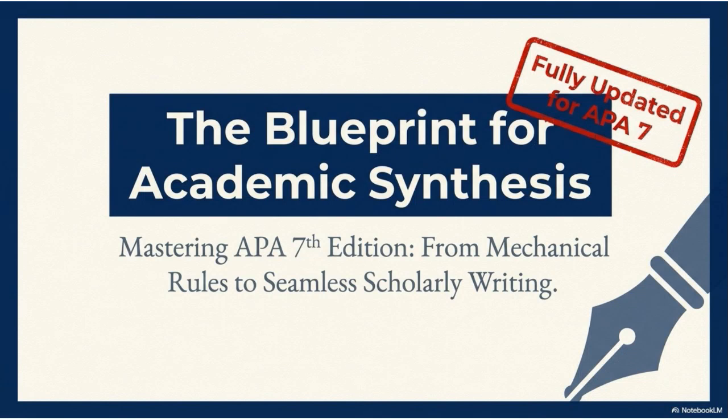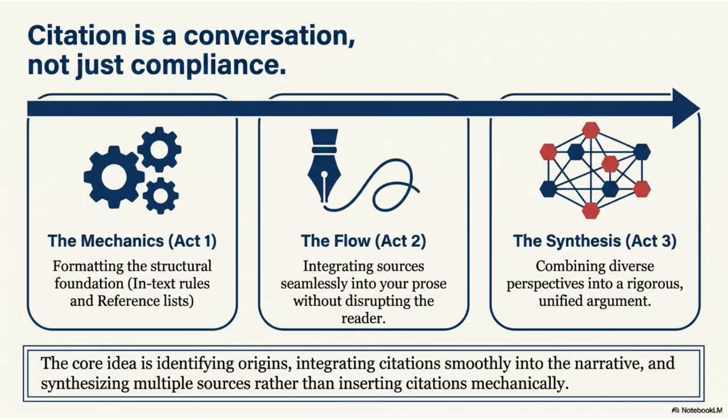I want to help you master APA 7th edition to move from mechanical rules to seamless scholarly prose. Citation is about identifying origins and integrating sources smoothly into your narrative. We aren't just inserting citations mechanically, we are combining diverse perspectives into a unified argument.